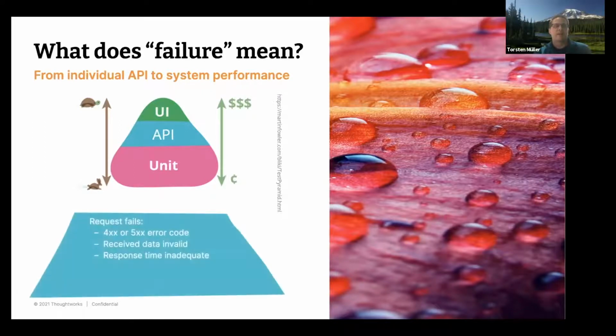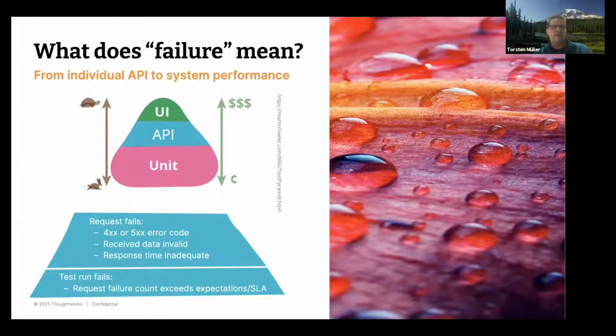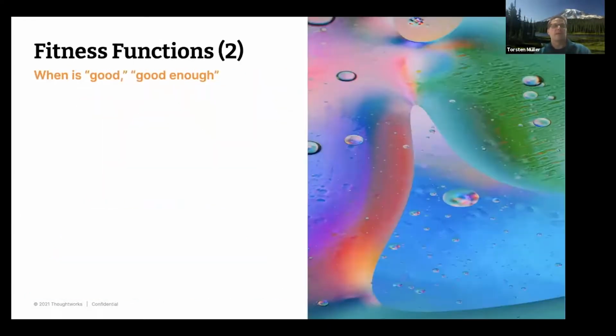And so if we're looking at this a little bit more, as I said before, a request fails, or the received data is invalid, or the response time is inadequate. So those are all tests that are really just like unit tests. We can say yes or no. But then the question becomes, when do we fail? There we can say, okay, we have done 10,000 requests, and out of those 10,000 requests, we want to have a maximum of 2% failing or something. And that's been codified in the fitness functions. So let's look at this next.